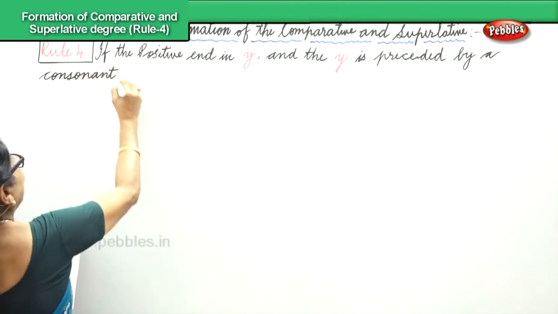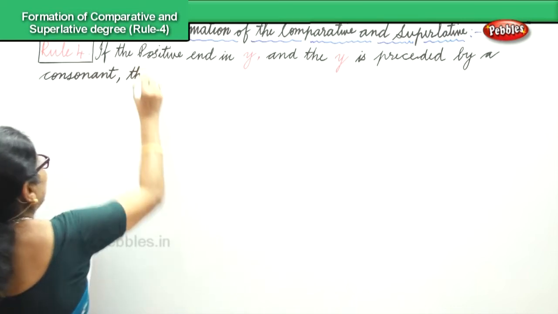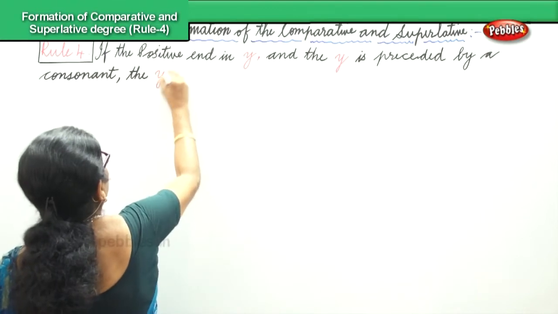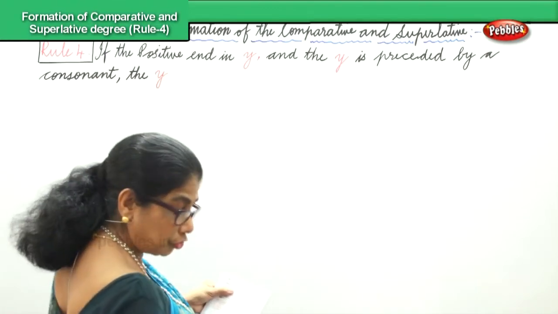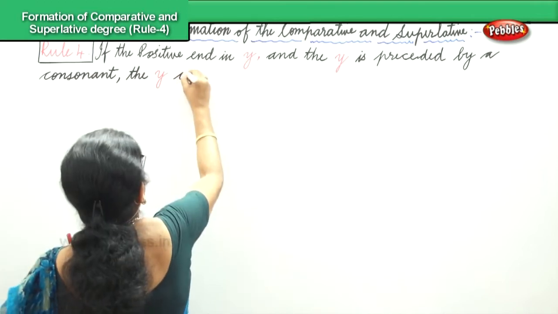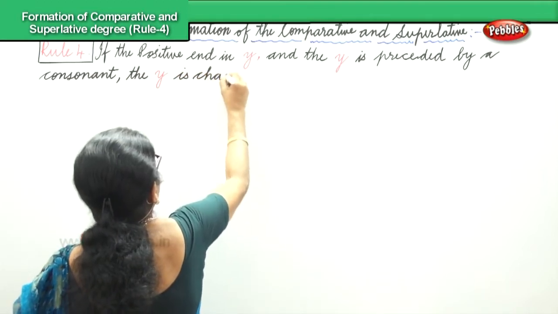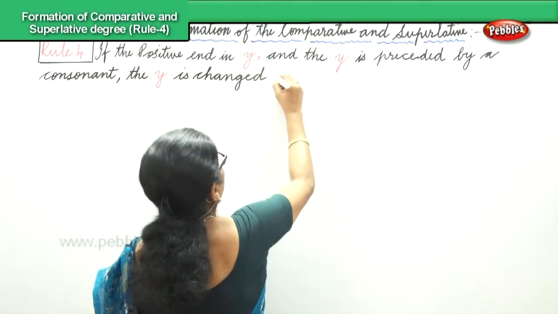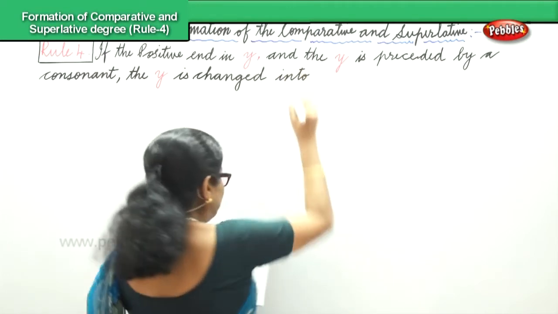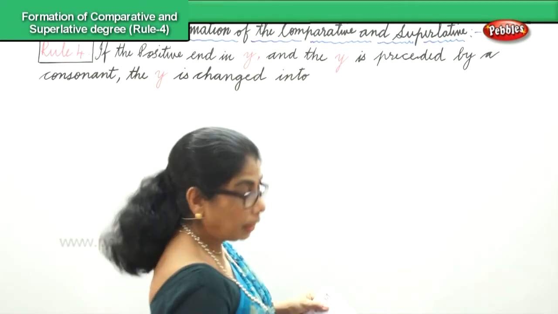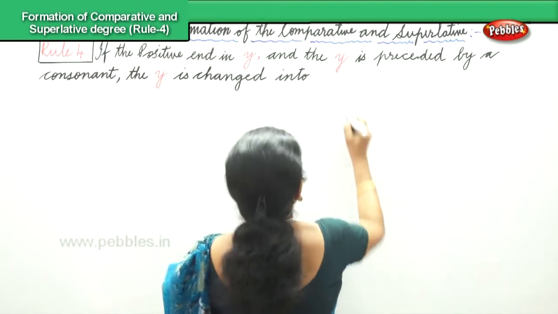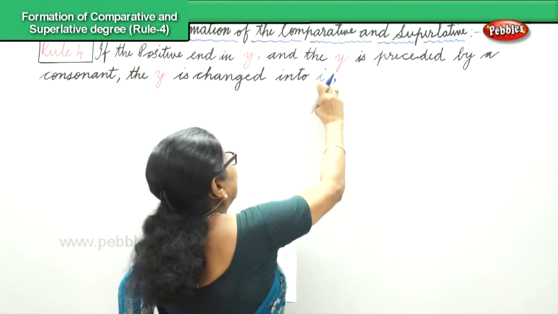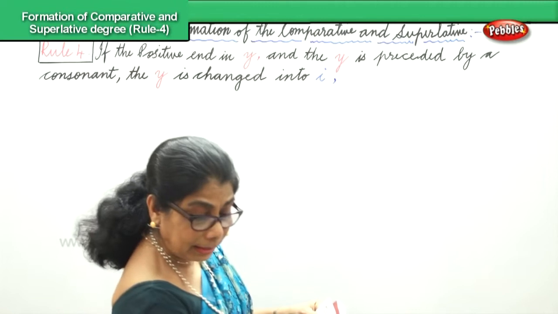What happens? The Y changes into I. What will happen to Y? The Y is changed into I. And then what happens? I and ER.